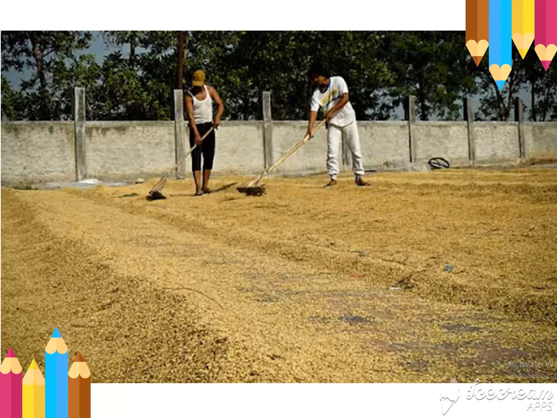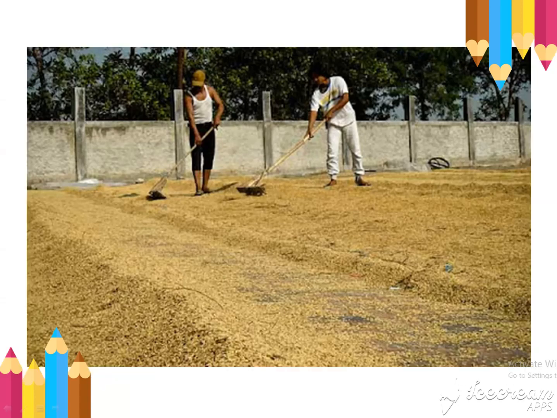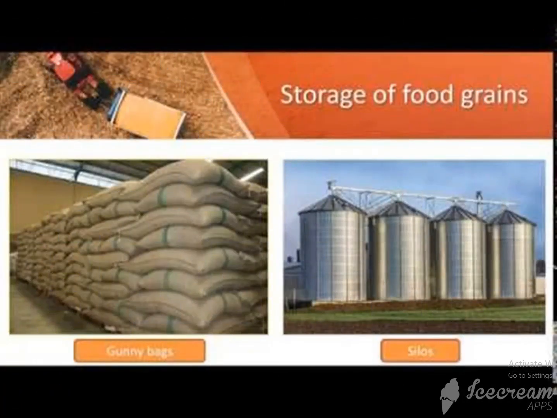And the grains are weighed and packed in the gunny bags or bins. The sun-dried grains are stored in the gunny bags or bins. Bulk storage of grains is done in granaries and silos.